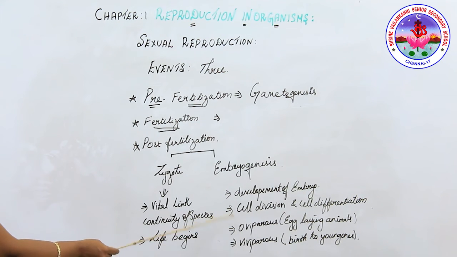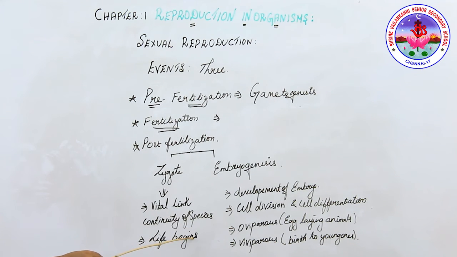Here the animals are categorized into two types. One is oviparous and the other is viviparous, based on whether the development of the zygote takes place outside the body of the female parent or inside. So here it results in external fertilization or internal fertilization. External fertilization occurs outside the body, internal fertilization occurs inside the body.